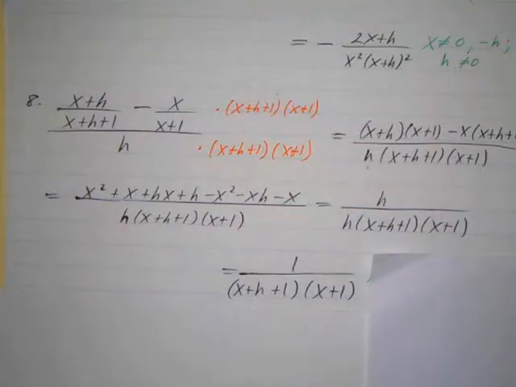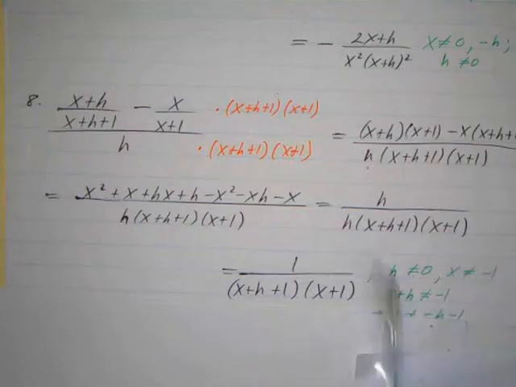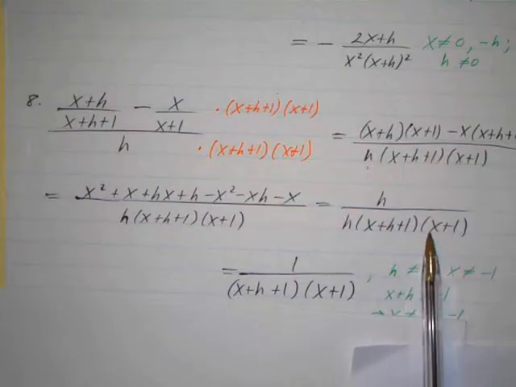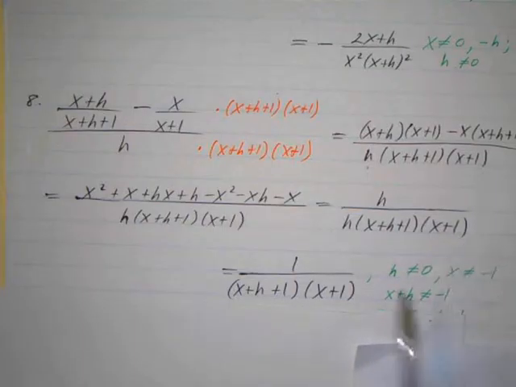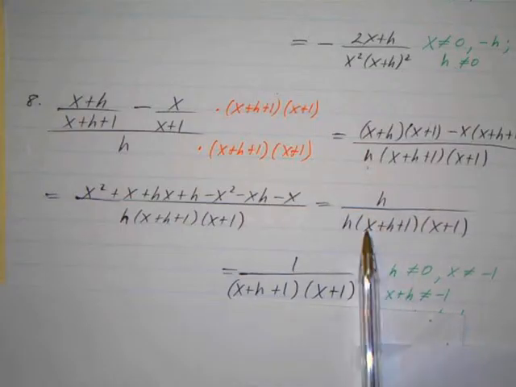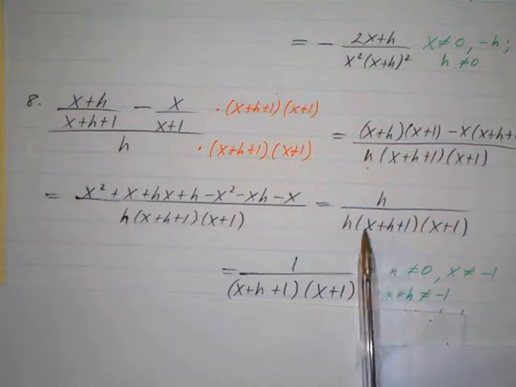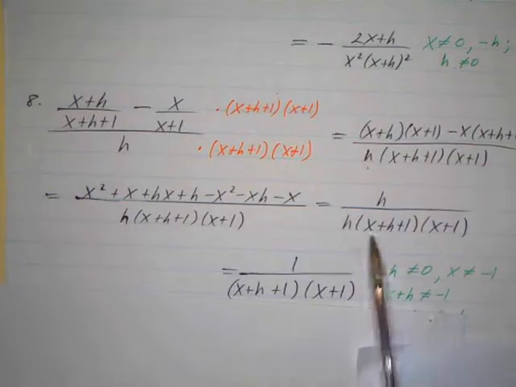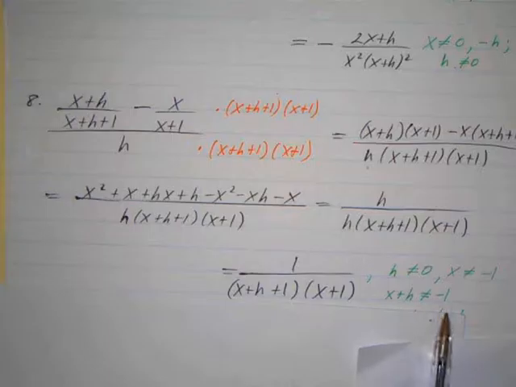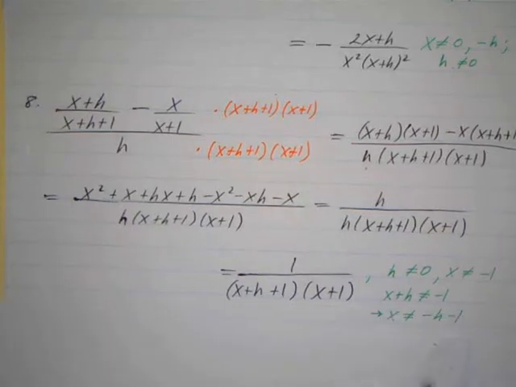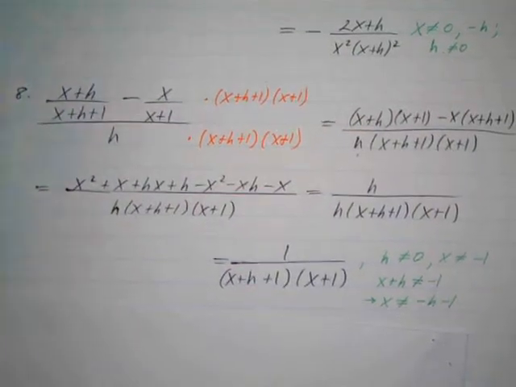Now I have restrictions on the domain. I know that h can't be 0. I know that x can't be -1. And I also know that this can't be 0. That means that in order for this trinomial to be 0, x plus h would have to be -1. So I can say that x plus h can't be -1. See, -1 plus 1 is 0. So I put this restriction here, and then I just put an inequality, and then I can solve for x by subtracting h, and there's my restriction there. So that's how they kind of deal with that.